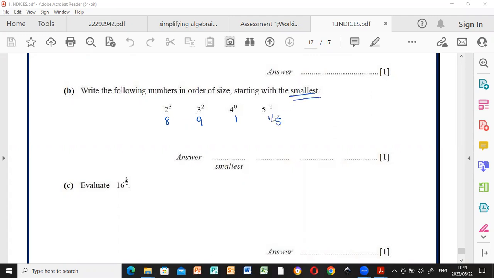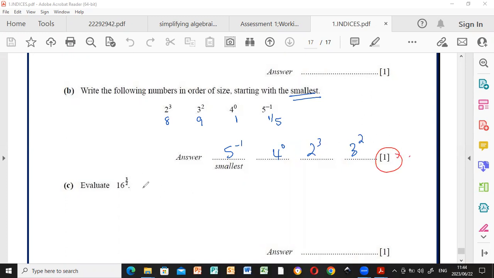So if we start with the smallest, 5 to the power of minus 1 is the smallest, followed by 4 to the power of 0, followed by 2 to the power of 3, lastly by 3 squared. So we've done proper arrangement.